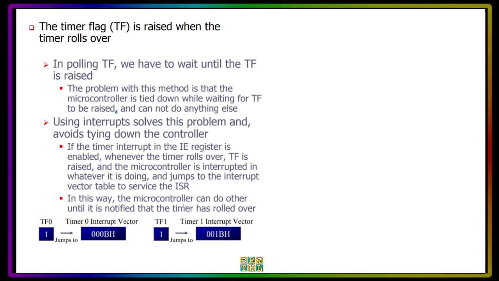In this way, the microcontroller can do other things until it is notified that the timer has rolled over. And again, it will be notified by the timer flag when it is raised. So when timer flag 0 becomes 1, the timer 0 interrupt vector, for example, contains 000B. So it will jump to 000B. Now, if timer 1 is used, timer flag 1 will be 1. Then the timer 1 interrupt vector, let's say, has 001B. So it will jump to this timer 1 interrupt vector that contains this address.